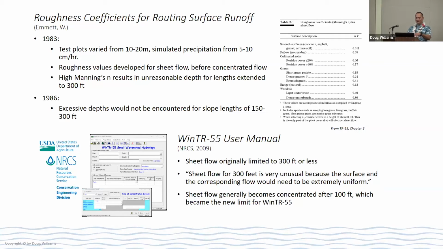Then TR-55 came out from NRCS. Initially, they limited sheet flow length to 300 feet. Later, they revised it, and what currently is the limit is 100 feet, which is a lot more reasonable in terms of sheet flow travel length.